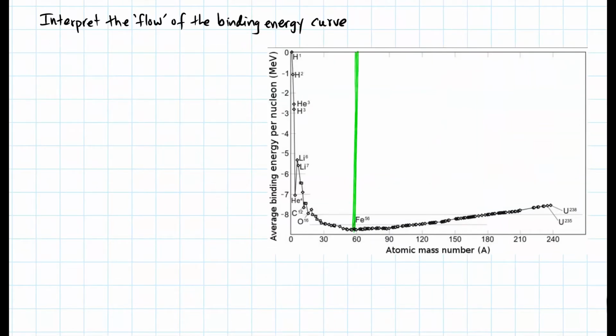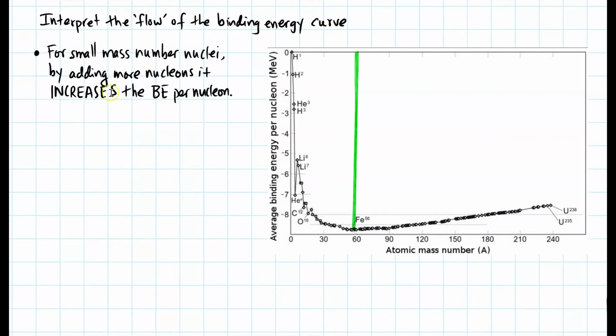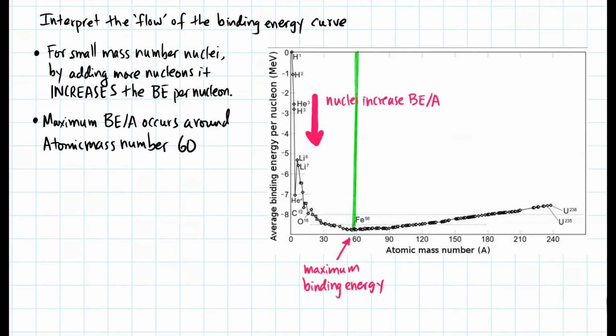Let's interpret the flow of the binding energy curve. For small mass nuclei, that is values below 60, adding more nucleons to the nucleus increases the binding energy because as I add more, I go deeper into the well. Once again, as nuclei move down this potential well, the binding energy per nucleon increases. Maximum binding energy per nucleon occurs around the atomic mass 60.